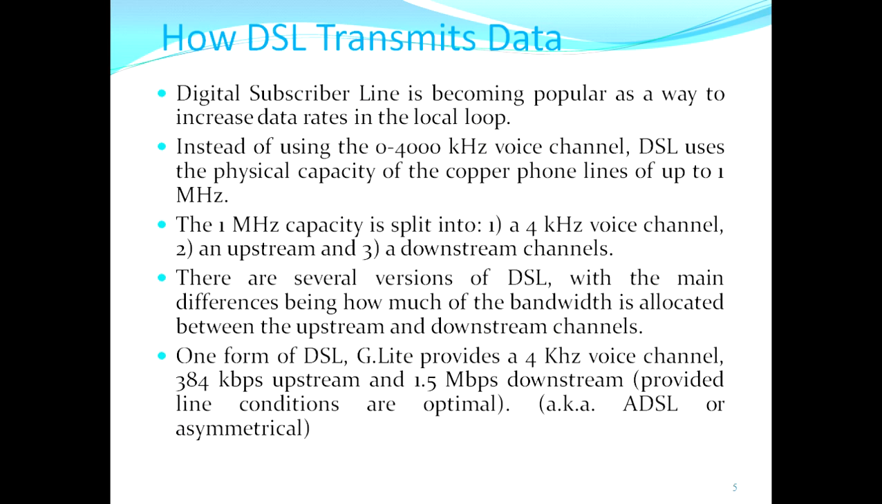There are different versions of DSL available, with the main difference being the data rate, that is, how much bandwidth is allocated between upstream and downstream. For example, one form of DSL called G.Lite provides a 4 kilohertz voice channel and 384 kbps upstream and 1.5 megabits per second downstream.